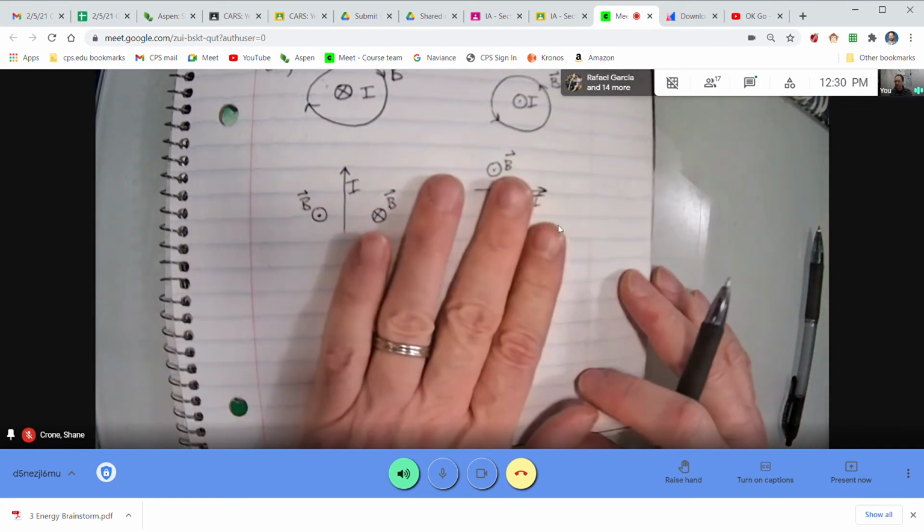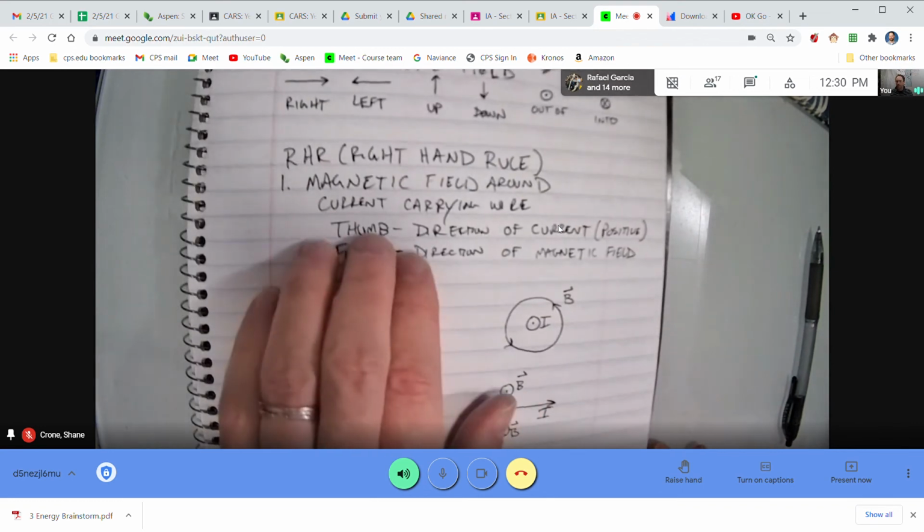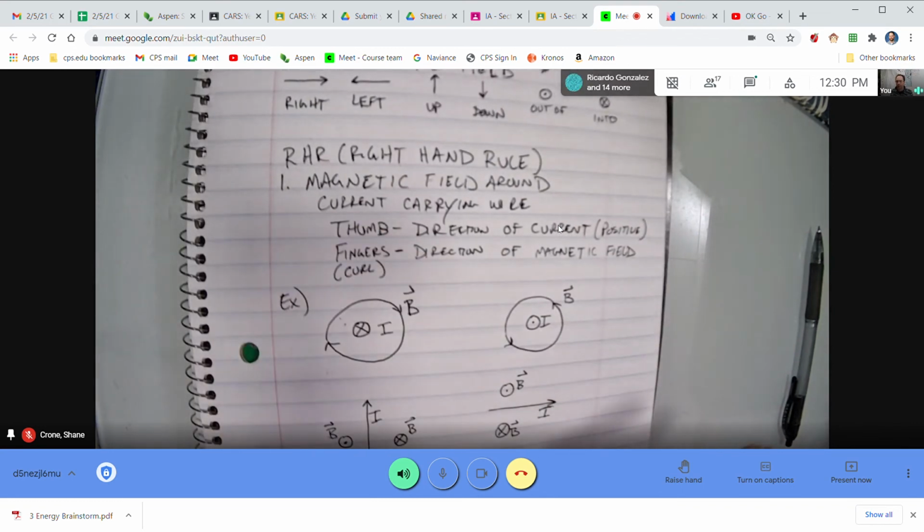But let's go on to the second right-hand rule. And when I say the second right-hand rule, I don't mean literally the second right-hand rule. They're not in order. There's no order to these. So this is one of the right-hand rules. It's the one that tells you the magnetic field around a wire.